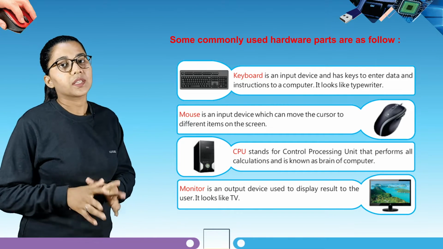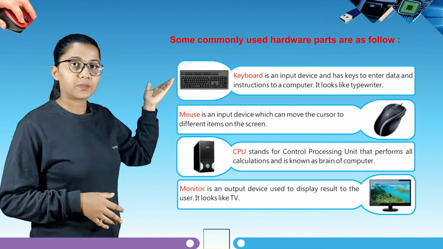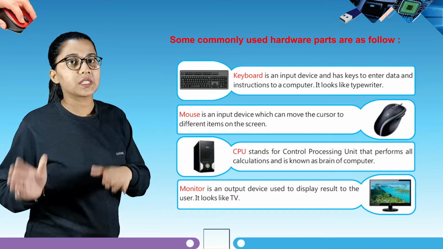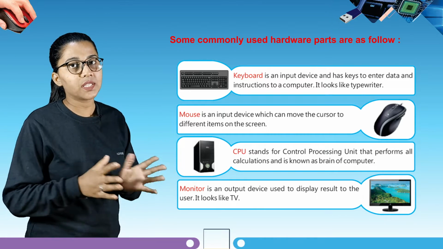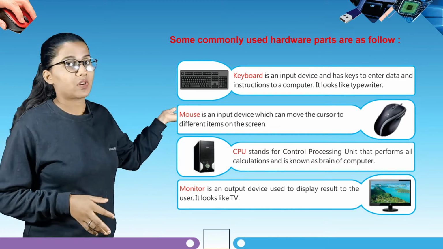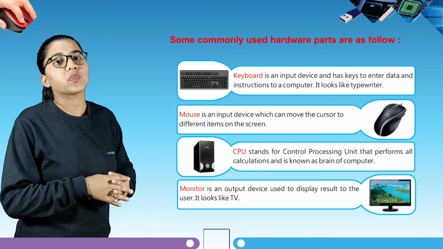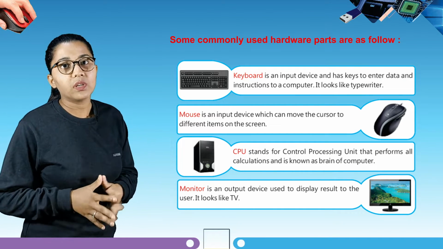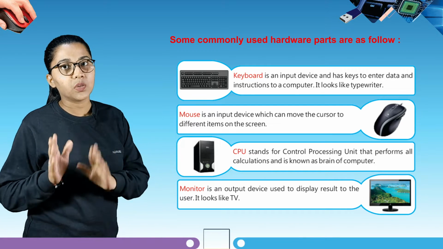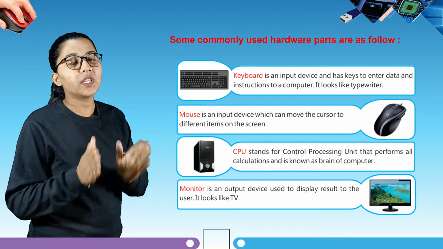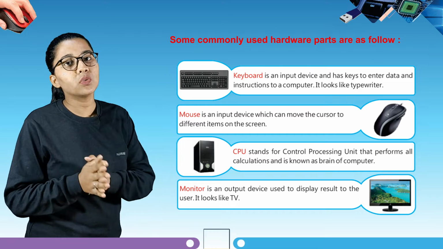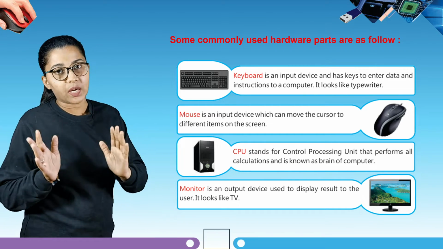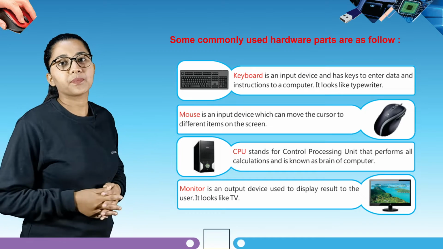Now students, next we have mouse. Mouse is an input device which can move the cursor to different items on the screen. You can see the picture of mouse. Next we have CPU. CPU stands for Central Processing Unit that performs all calculations and it's also known as the brain of the computer. CPU को कंप्यूटर का ब्रेन भी कहा जाता है.